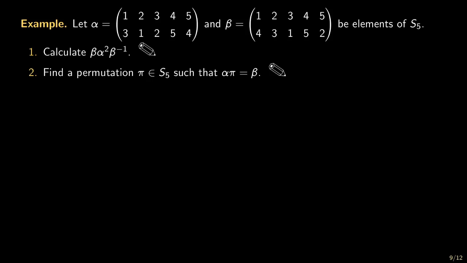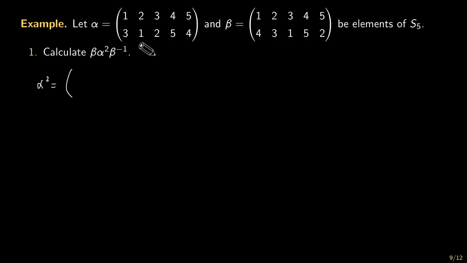Alright, so let's calculate beta times alpha squared times beta inverse. Before we can calculate the product, there are two things that we need to know first. First, what's alpha squared? Second, what's beta inverse? So how do we do alpha squared? We just write it here, 1, 2, 3, 4, 5, then 1, 2, 3, 4, 5. Okay, so we now multiply.